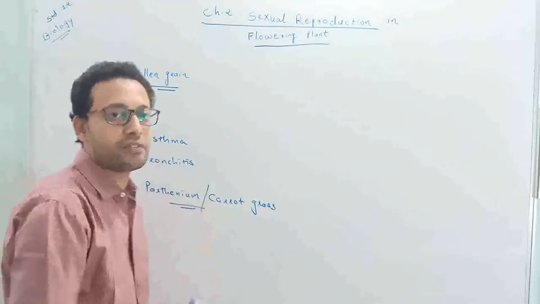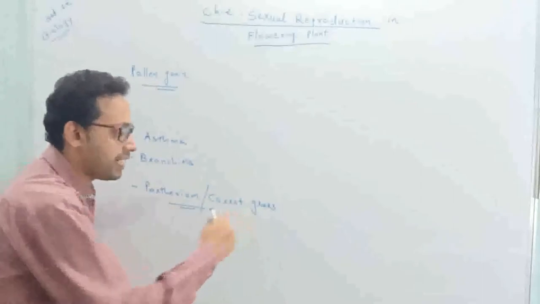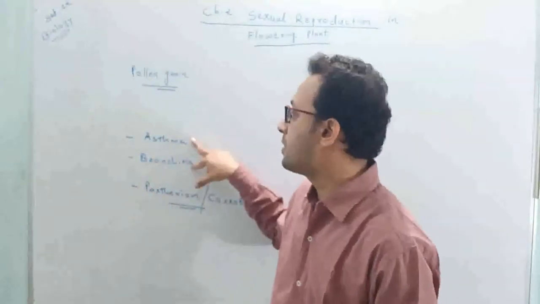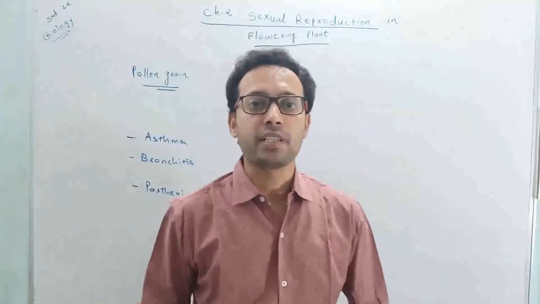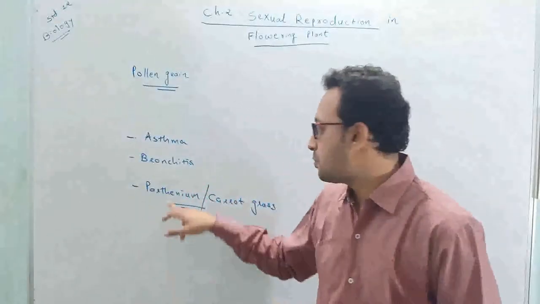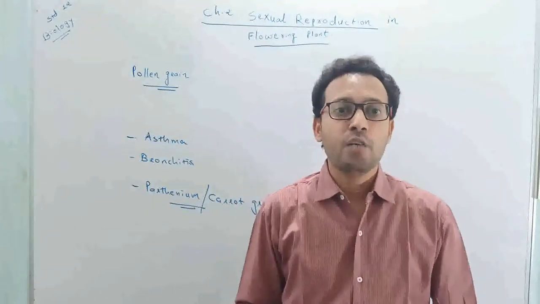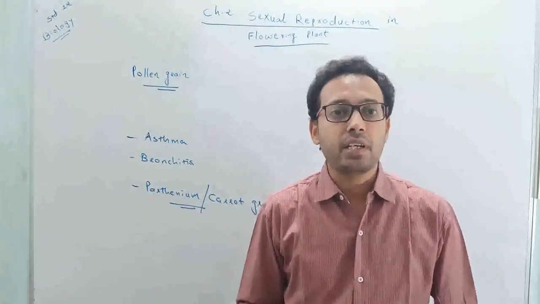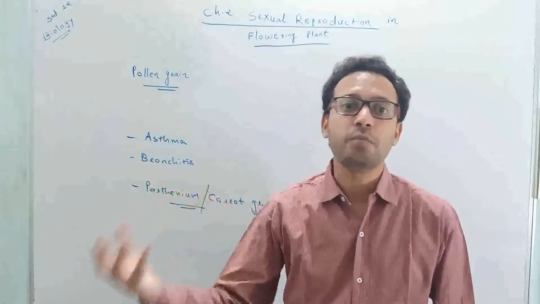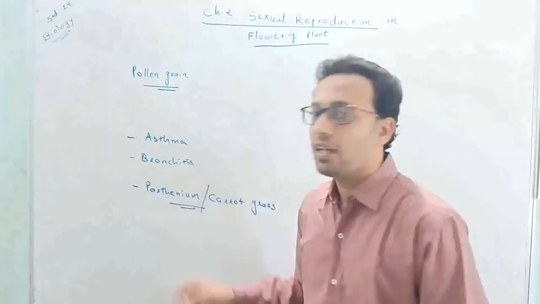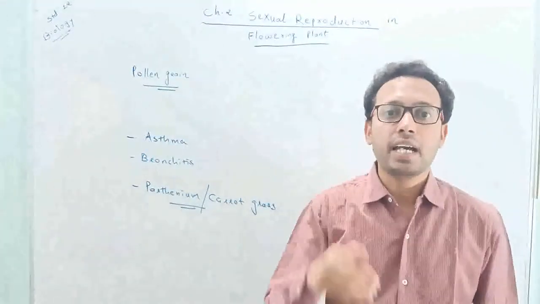Clear? The pollen grain of this plant, Parthenium or carrot grass, is highly susceptible to causing respiratory disorders like asthma and bronchitis. The pollen grain of Parthenium or carrot grass did not originate in India, but when we imported a semi-dwarf variety of wheat from the United States, this pollen grain also came to India as a contaminant.